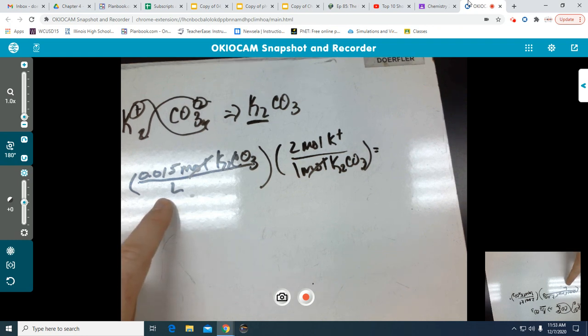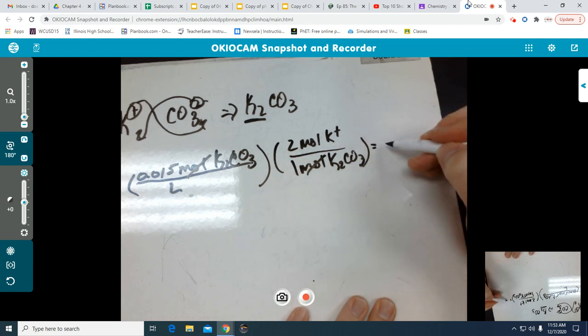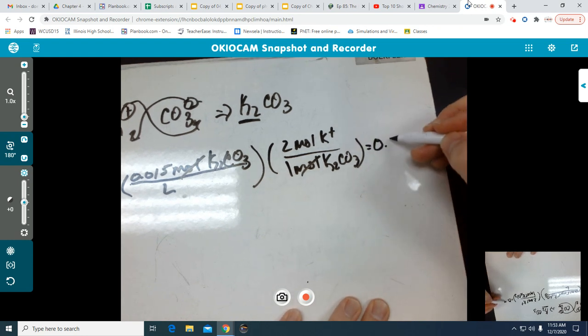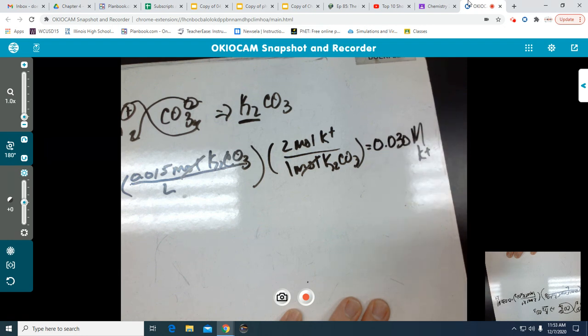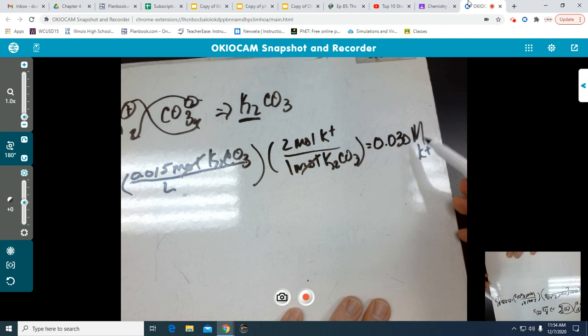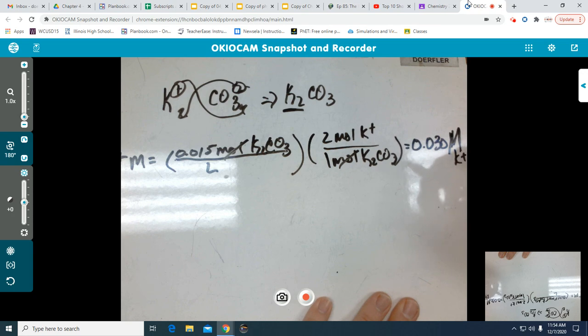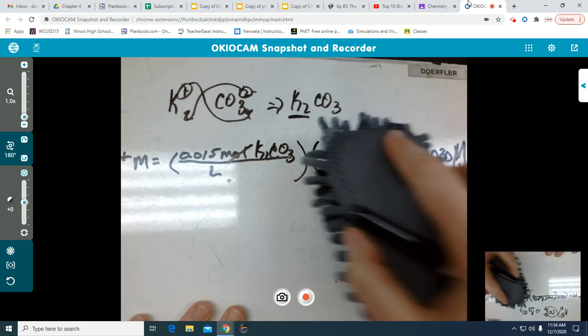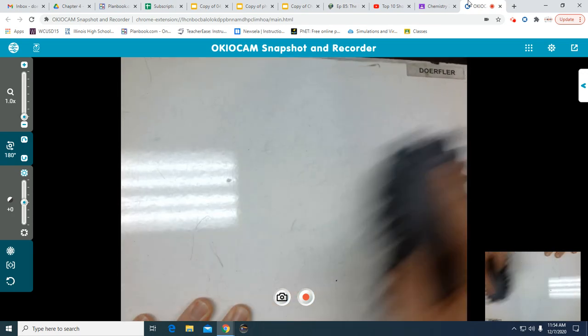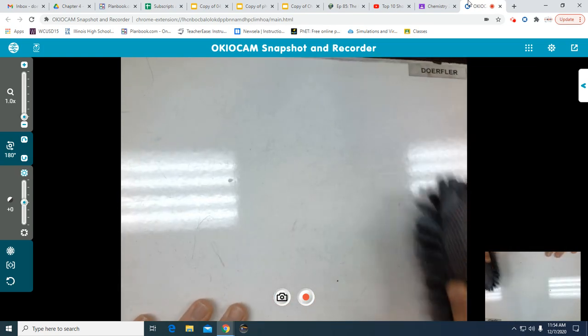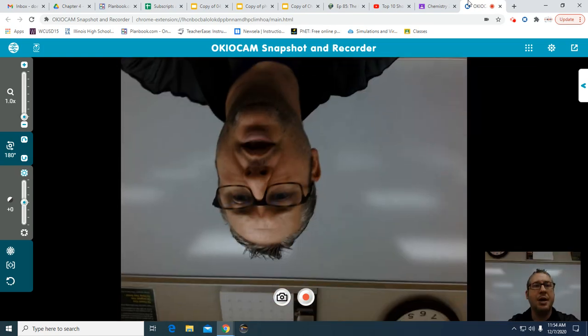And so we take 0.015, multiply it by 2, and we get a concentration of 0.030 molar K+. Not moles, but molar concentration of K+. And don't say moles. That would be the improper unit. So again, it all comes back to the subscripts and the ratios in the problem.